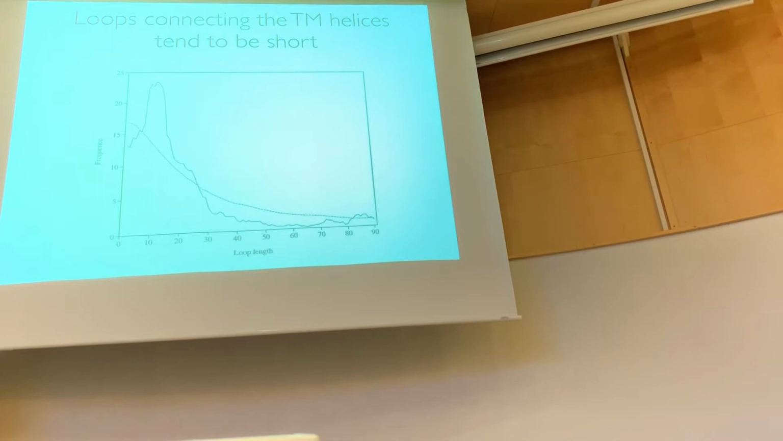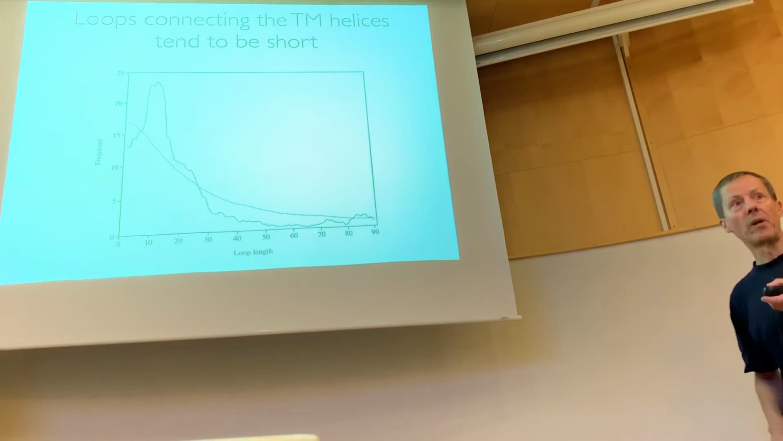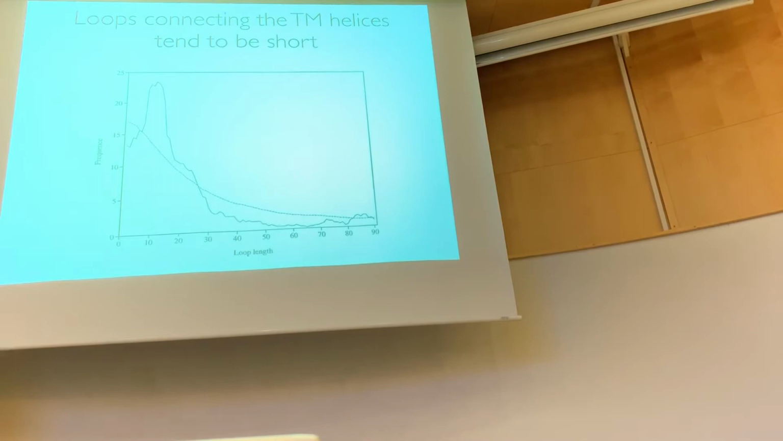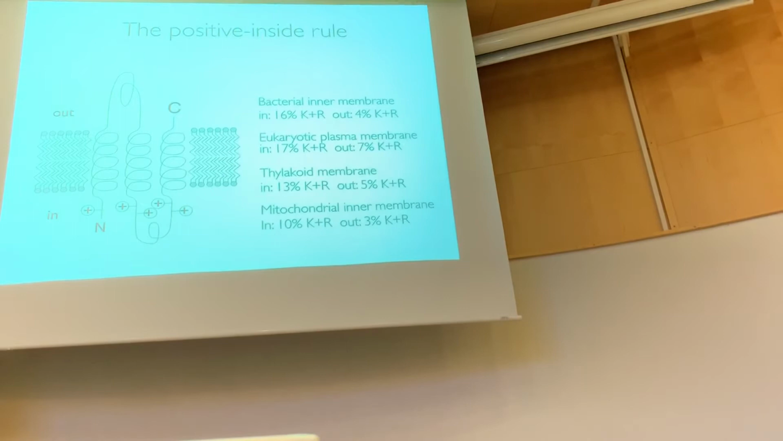But then, there is one additional aspect of the loops, which turns out both to be very interesting and very helpful in making good topology predictors. And that is that the distribution of residues, in particular the distribution of positively charged residues in the loops, is highly biased. And I should add that this is only true for helical proteins, not for the beta barrel proteins. What you find is that the loops facing the inside of the cell have quite high frequencies of positively charged residues, whereas the loops that end up facing the outside of the cell have very few positively charged residues, especially if the loops are short. And since most loops are short, in general they have very few positive charges on the outside.